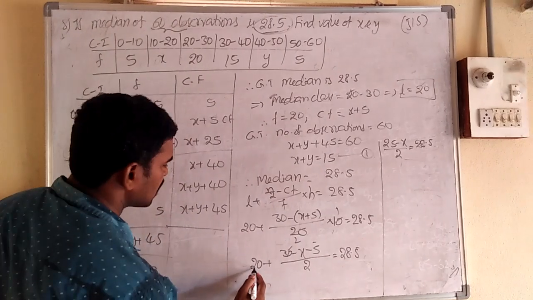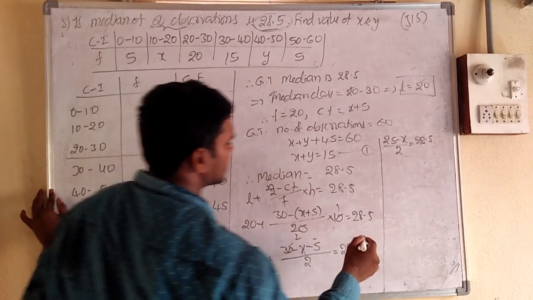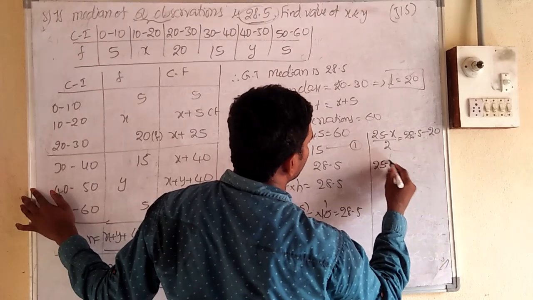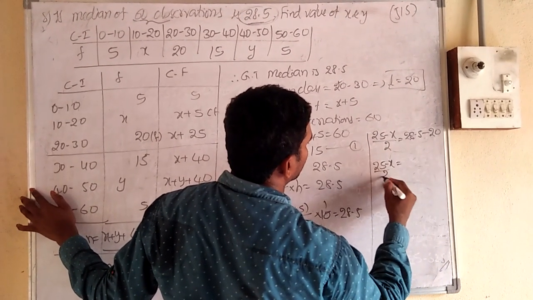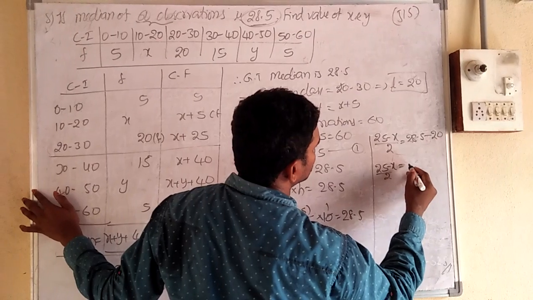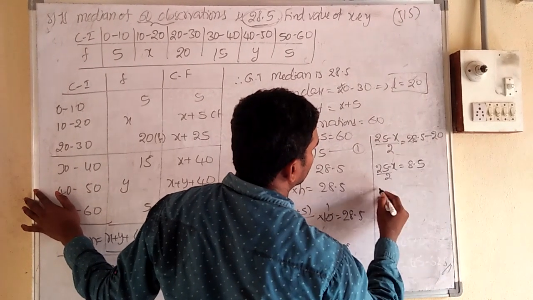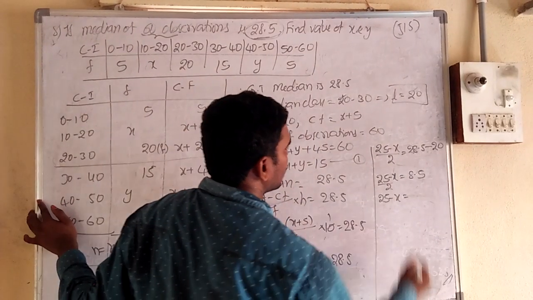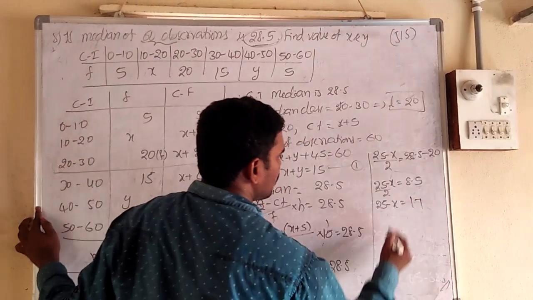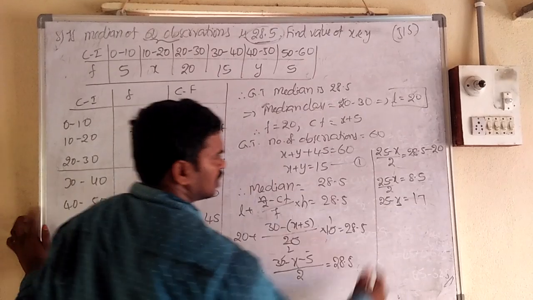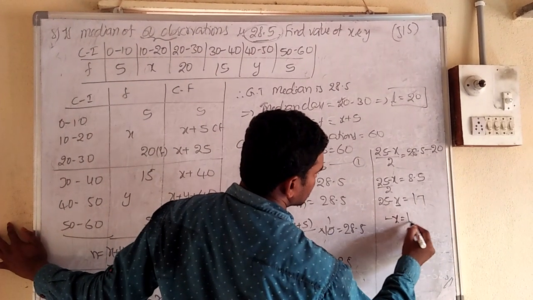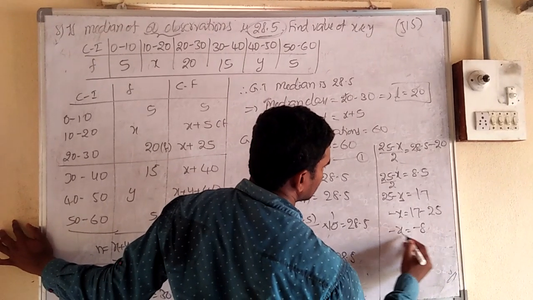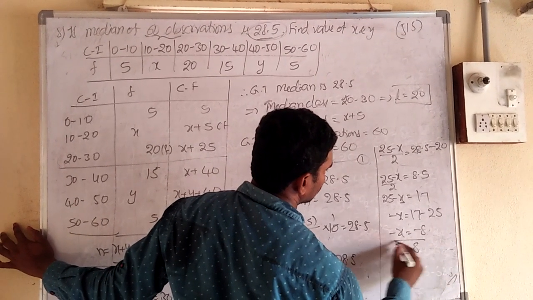Here it is plus 20; I am sending 20 to the right side, so it becomes minus 20. So 25 minus x by 2 equals 28.5 minus 20, that is 8.5. So 25 minus x equals 2 into 8.5, which is 17. We want the x value. So minus x equals 17, and 25 goes to the right side as minus 25. Minus x equals minus 8. Minus minus cancel, so x equals 8.